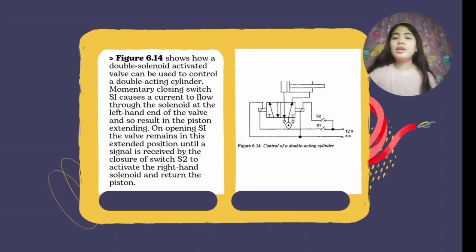In this slide, the circuit uses a double solenoid valve to control a double-acting cylinder. When switch S1 is pressed, the left solenoid energizes and extends the cylinder. Even when the switch is released, the valve stays in position. To retract the cylinder, switch S2 is pressed to energize the right solenoid. This is useful in applications where the cylinder must stay in its last position even after the signal is removed.